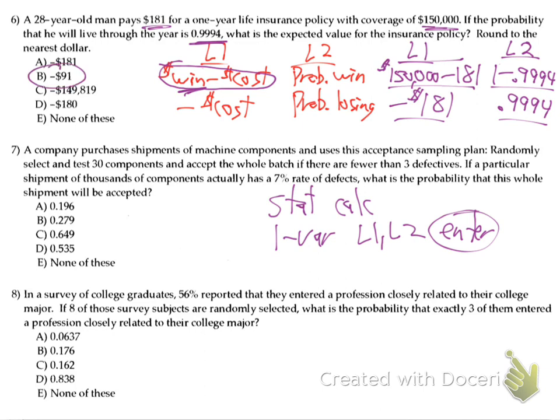Minus 91. Oh, the X bar. You're looking for the X bar. Minus $91. That means, on average, the insurance company is making $91 per policy. Is that good on how to do that?